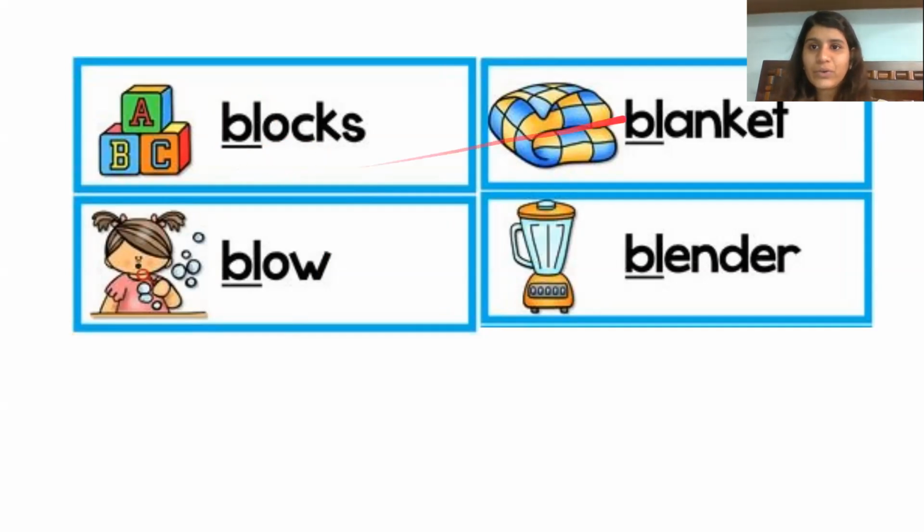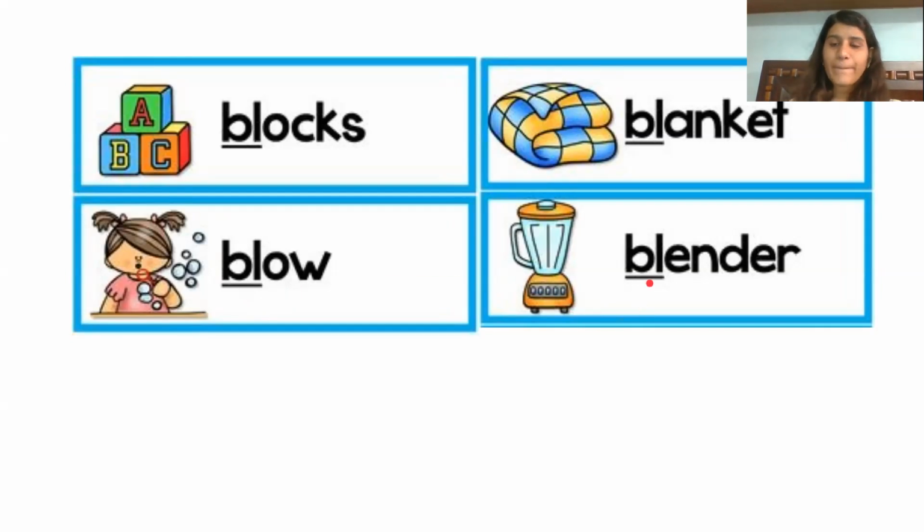Here also we know the sound bl makes is, this is the sound bl, and this is anket. Bl, anket, blanket. We know bl makes the sound bl, so we'll say bl, o, blow. Bl, o, blow. Repeat. Blow matlab, जैसे आप बबल्स ब्लो करते हैं, फुलाते हैं.